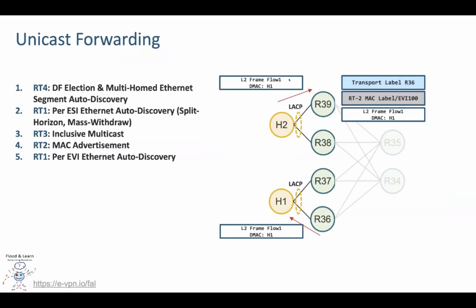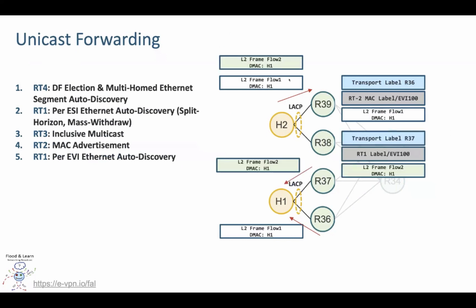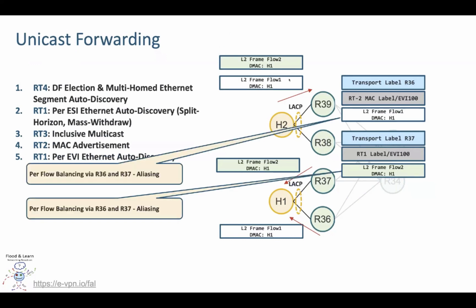So then when I'm sending the traffic again from H2, one flow is going to router 36 as we described. But when I have another flow where there will be, for example, another source MAC address, I can hash the traffic to router 37. So you will see that I'm basically getting real per-flow load balancing over router 36 and 37. So this is EVPN aliasing, and again, it's very similar to BGP multipath in the L2VPN world.